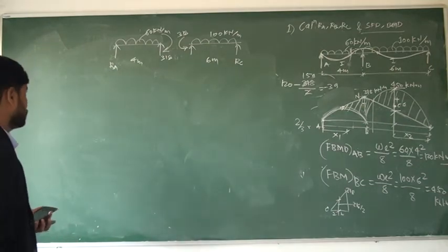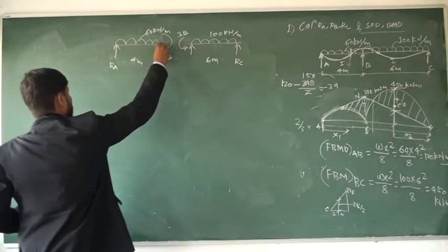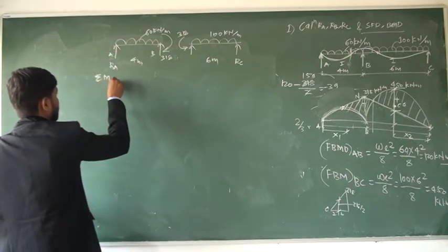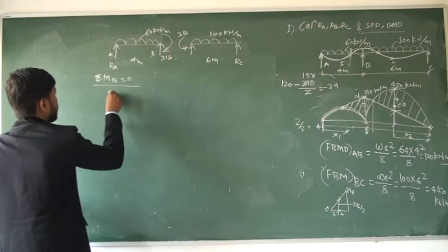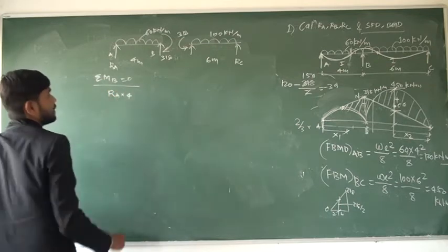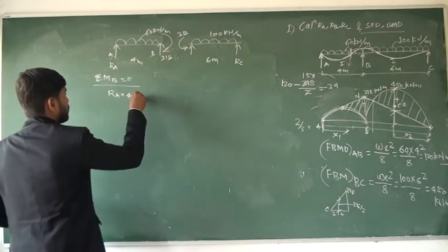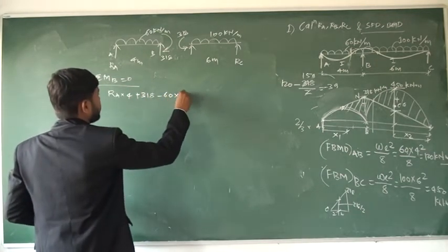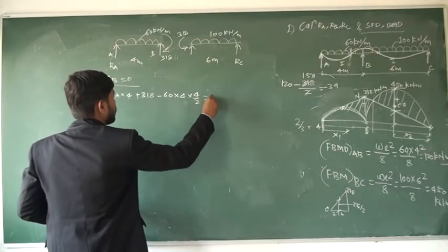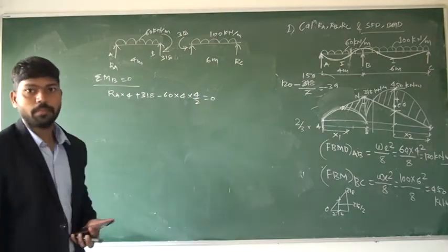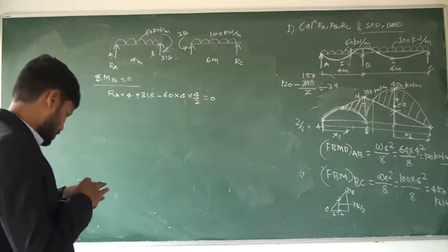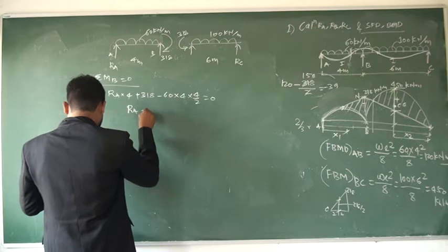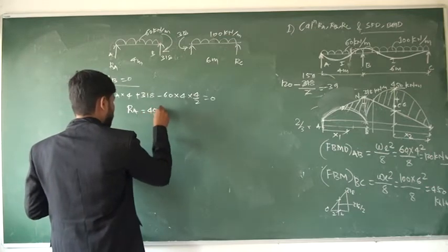Now we will take the moment at B. Summation of moment at B equated to 0. So RA multiplied by 4 in clockwise direction plus 318 also in clockwise direction minus 60 into 4 into 4 by 2 in anti-clockwise direction is equal to 0. If you calculate this, you will get RA as 40.5.